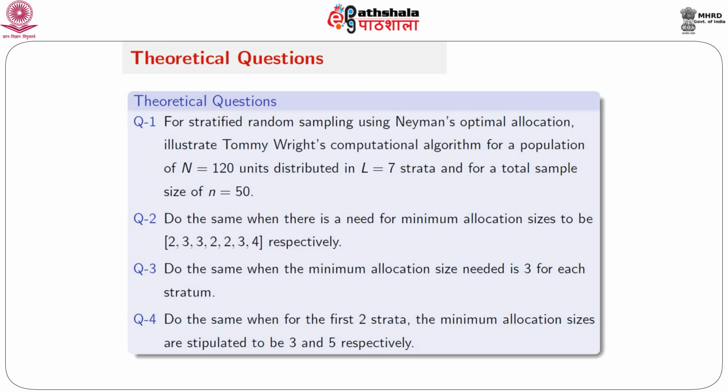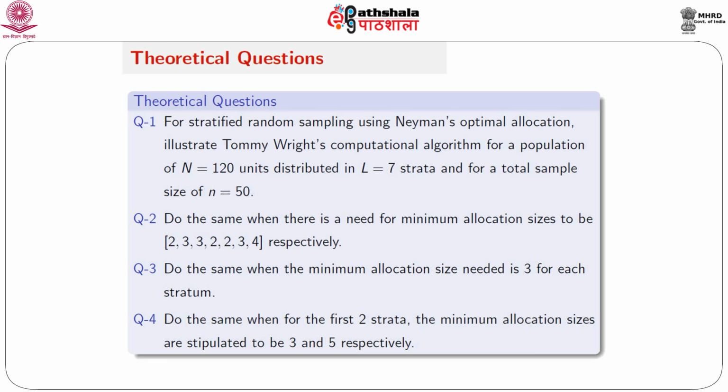So earlier, in question number 2 and question number 3, it stipulated the minimum allocation size for every stratum. This one says, imagine only in the first stratum the stipulated sample size is 3, and in the second stratum the stipulated sample size is 5. So this is the minimum. So the minimum allocation sizes are 3 and 5. How do you go about it?